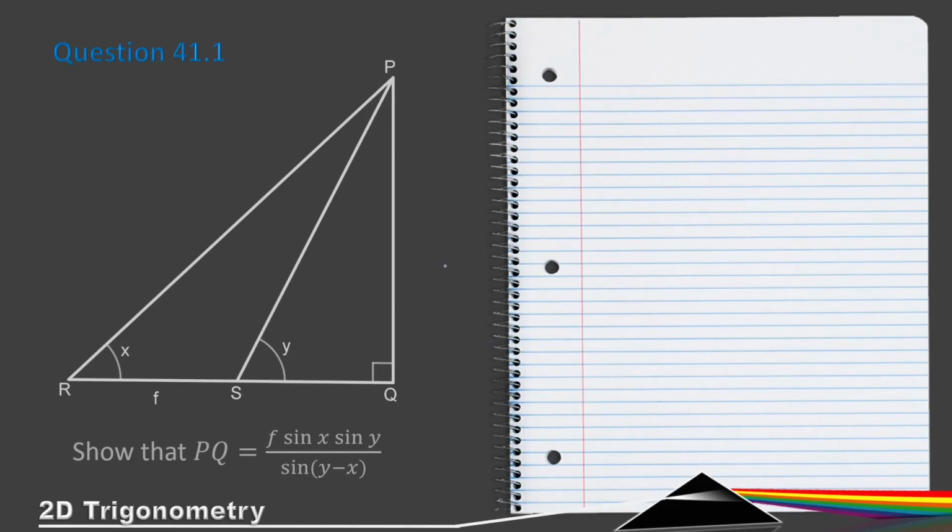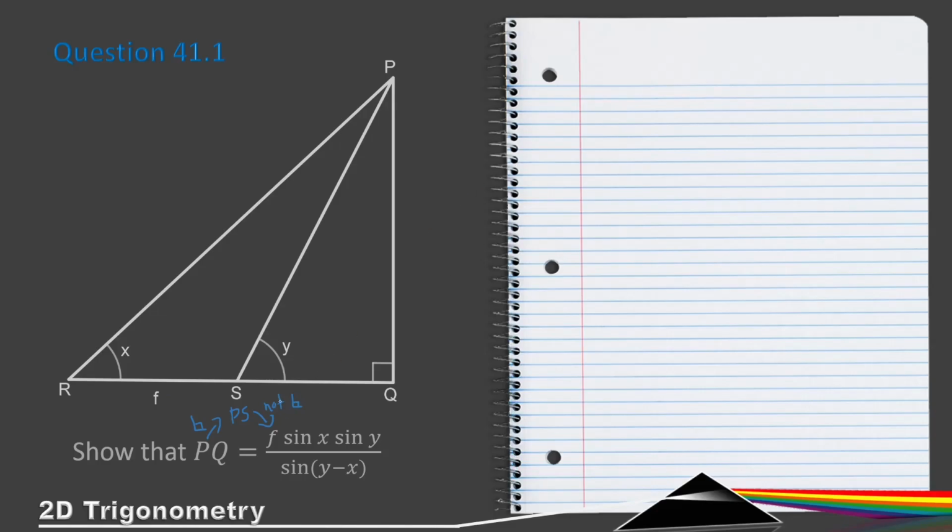Okay, so question 41.4. Now let's just first draw our map. We want PQ in terms of the link. So let's actually see what is the link. PQ is in this triangle, and then F lies in this triangle. Now the link would then be PS, and then we want PS in terms of F. PQ is in a right angle triangle, and F is in a triangle that is not right angled.